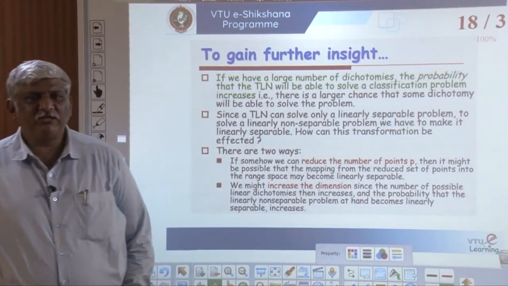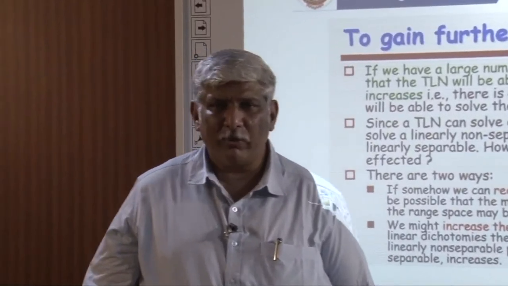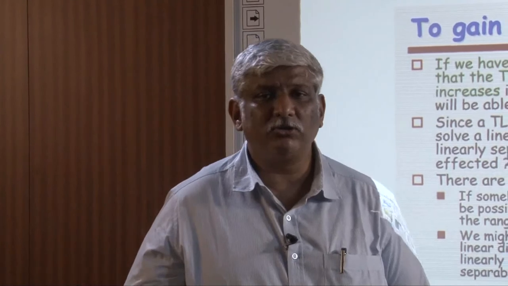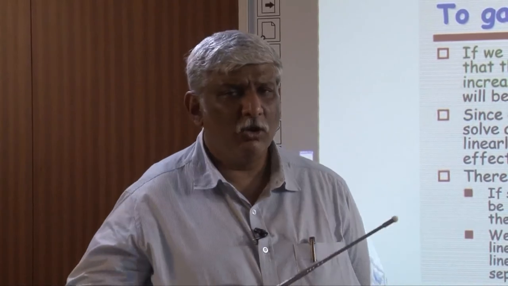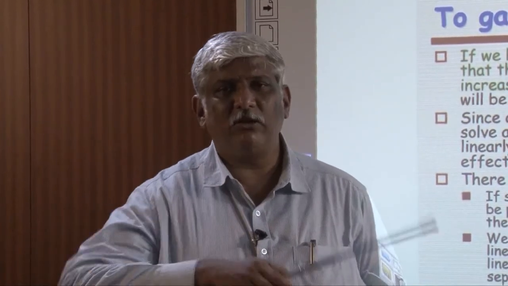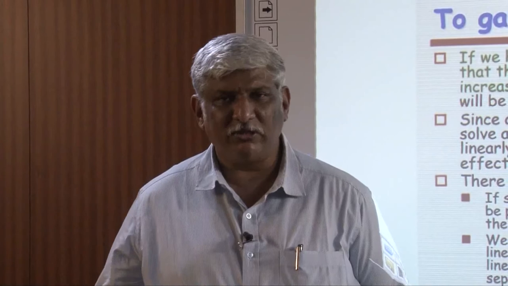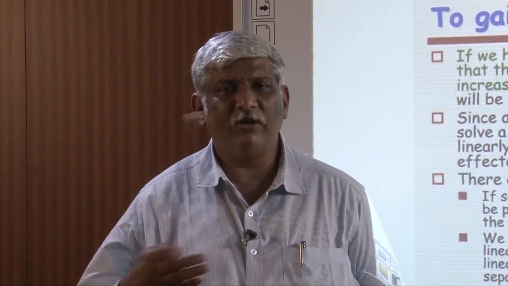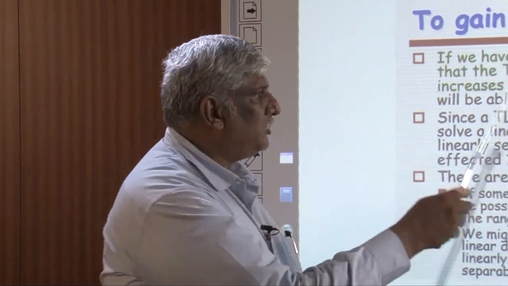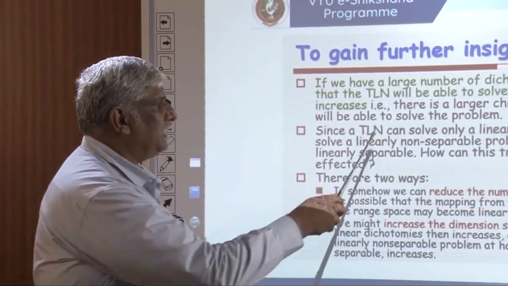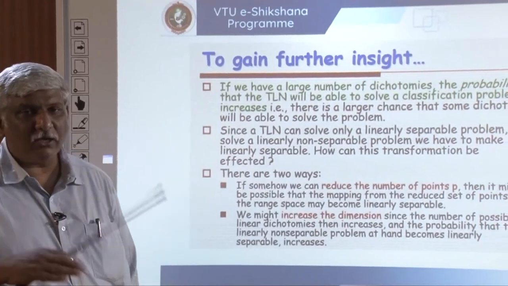And to gain further insights, we can just think of if we have a large number of dichotomies, right? The probability that the TLN will be able to solve a classification problem increases. A dichotomizer is actually a line which separates two classifications or two categories, right? So, when we are going to have a large number of dichotomies, there is a good possibility of differentiating these two classes, or these two categories. Right. So here actually there is a larger chance that some dichotomy will be able to solve the problem. So you can easily separate two things.